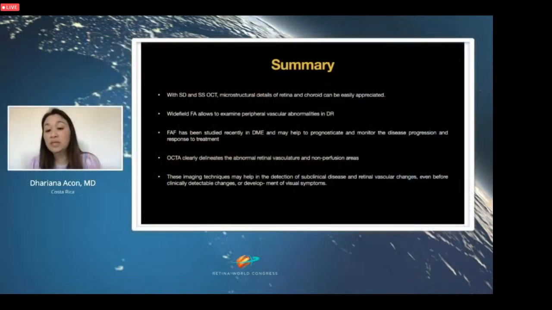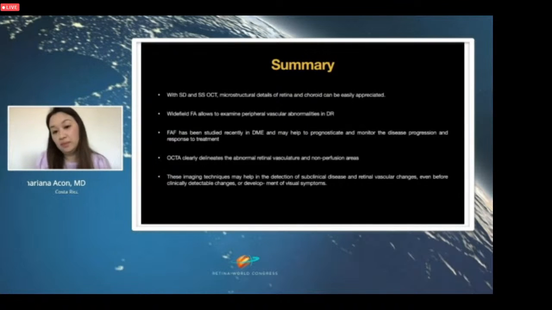These imaging techniques may help in the detection of the clinical disease and retinal vascular changes even before we can detect clinical changes in these patients, or even before they develop symptoms.